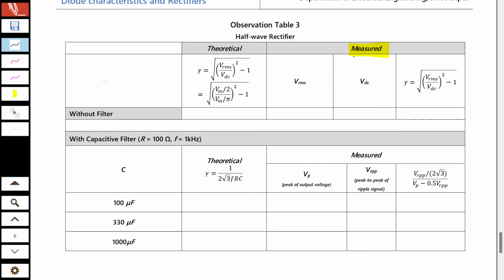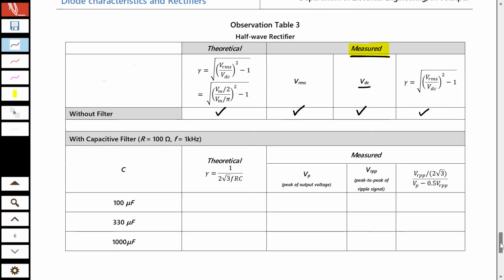For the measured portion, on the DSO, try and display the value of VRMS. This is not something you are calculating, okay? When you are displaying the values on the channel, all values, VPP, VRMS, V average, can be displayed. So display VRMS, note that value. Display VDC, note that value, and then calculate the value. This and the theoretical value should match each other. This is without filter. This is pretty obvious and direct.